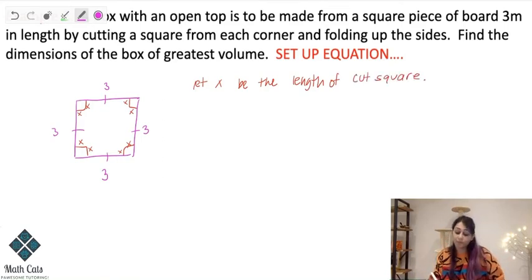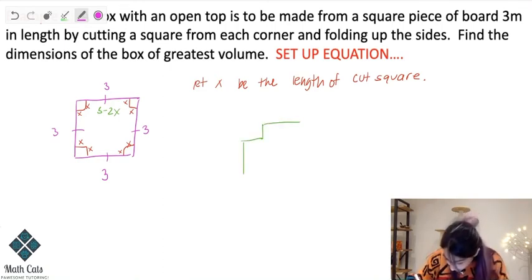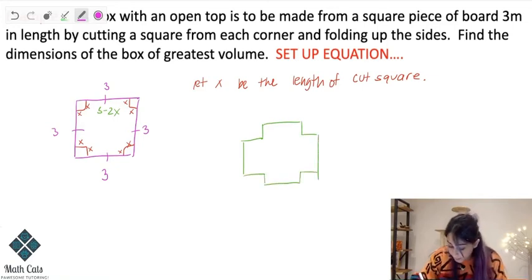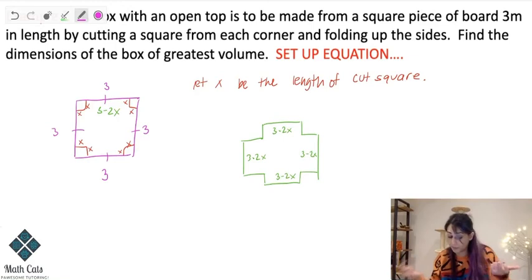Okay. So if your original square is 3 meters in this length, and you cut X away on this side, and you cut X away on this side, then your resulting length is 3 minus 2X. Does that make sense? Right? So basically we're going to have a box where each side is 3 minus 2X, 3 minus 2X, 3 minus 2X, 3 minus 2X, because you took X away from each side. Does that make sense? Yeah?